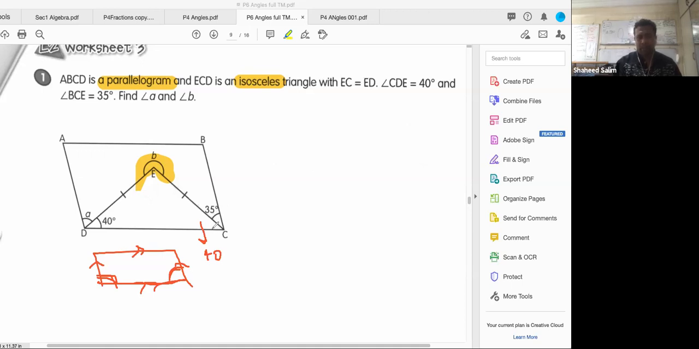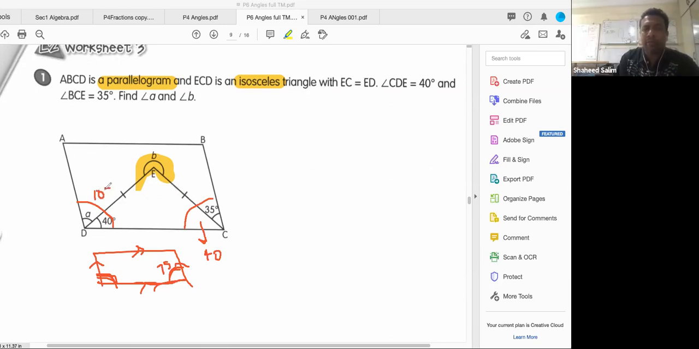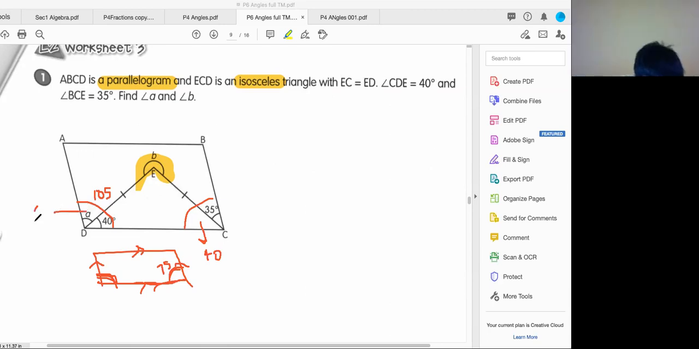Anybody? 40 plus 35 is 75, right? So these two add up to 180. So how much is here? How much is this whole thing? Now from here to here. This one is 75. 105. Yeah, 105. 180 minus 75 gives 105. Then 105 minus 40 gives you? 65.